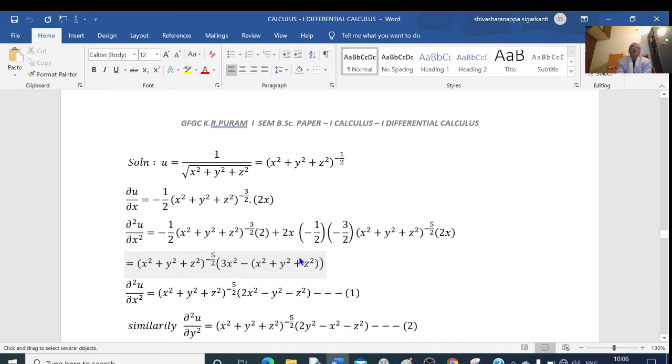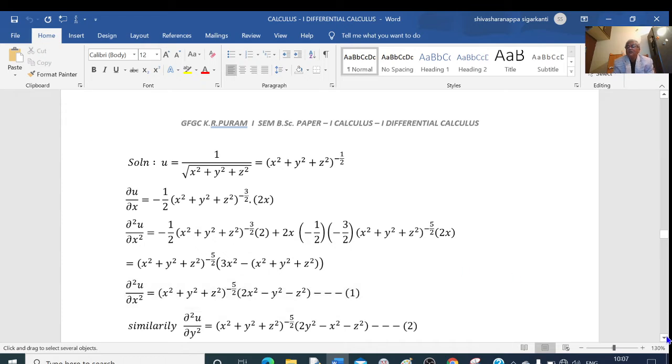So what I am doing here is multiplying by (x² + y² + z²) into (x² + y² + z²)^(-1). Okay. So I am getting (x² + y² + z²)^(-5/2) into 3x² minus (x² + y² + z²). So ∂²u/∂x² equals (x² + y² + z²)^(-5/2) into 3x² - x², which is 2x² - y² - z². This is equal to 1. So we take this as 1.